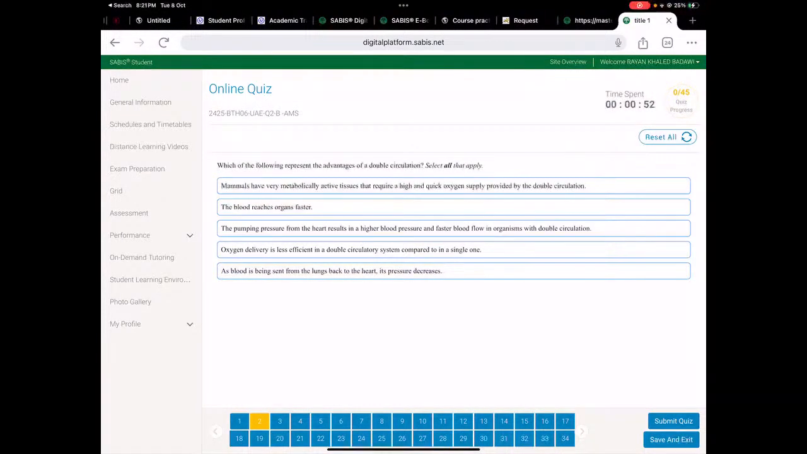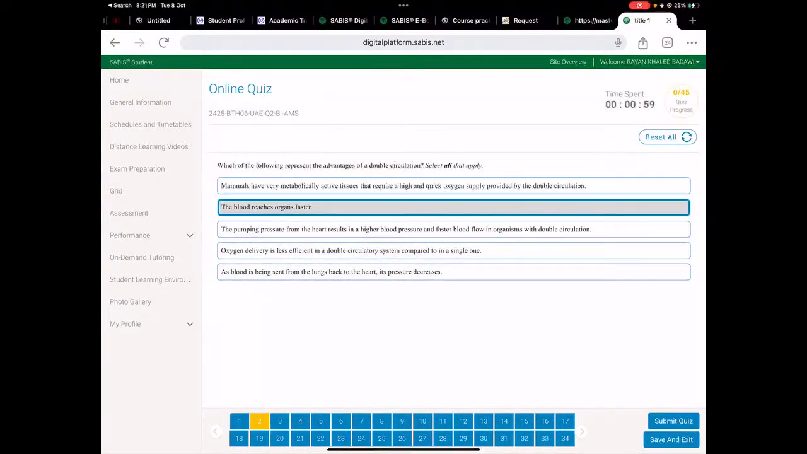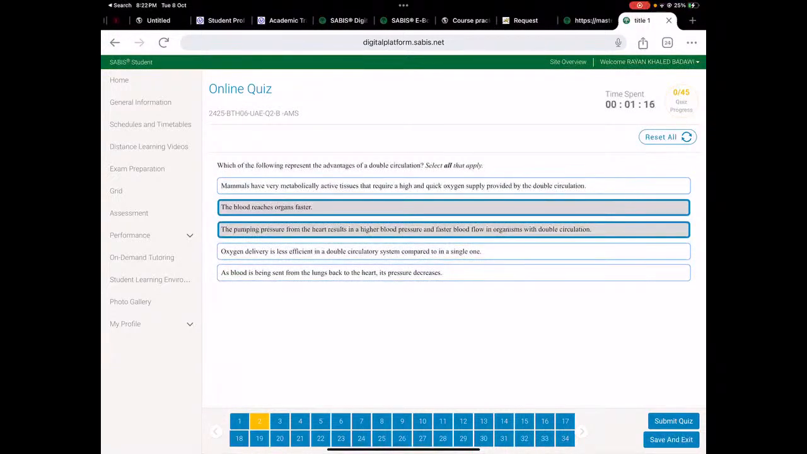Okay, which of the following represents the advantages of double circulation? Remember what we said about double circulation. So the blood reaches organs faster. Yes, we said there's a higher pressure and a higher speed. Okay, the last option is wrong because we said there's a higher pressure. Of course, we said oxygen delivery is more efficient in a double circulatory system. Okay, the pumping pressure results in a higher blood pressure and faster blood flow. That is correct.